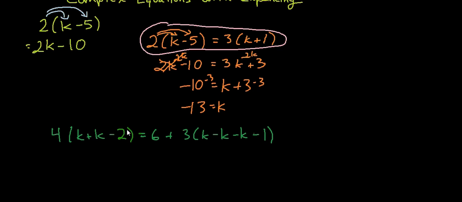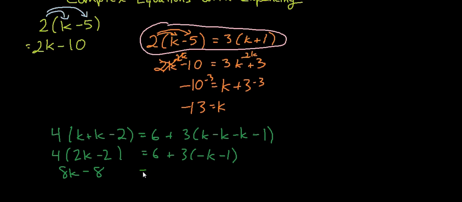k plus k is just 2k, minus 2, equals 6 plus 3. k minus k is 0, minus another k is just -1k. So now I've simplified. Now I can expand. So 4 times 2k is 8k, 4 times -2 is -8, 6 plus 3 times -k is -3k. So if I'm adding a -3k, I'm really just subtracting 3k, right? And then 3 times -1 is subtract 3.